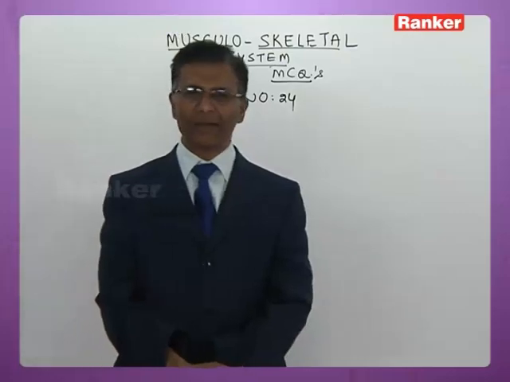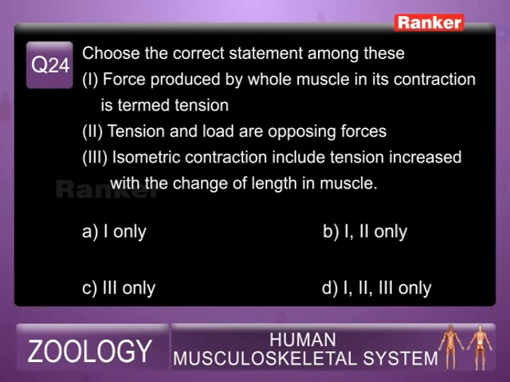24th question here. I shall read the question for you. Choose the correct statement among these. 1. Force produced by whole muscle in its contraction is termed as tension. 2. Tension and load are opposing forces. 3. Isometric contraction includes tension increased with change of length in the muscle. So the correct options are A. 1 only, B. 1 and 2, C. 3 only, D. 1, 2, 3. As per this, only the first and second statements are correct. The third statement is wrong. So the answer is B. 1 and 2.